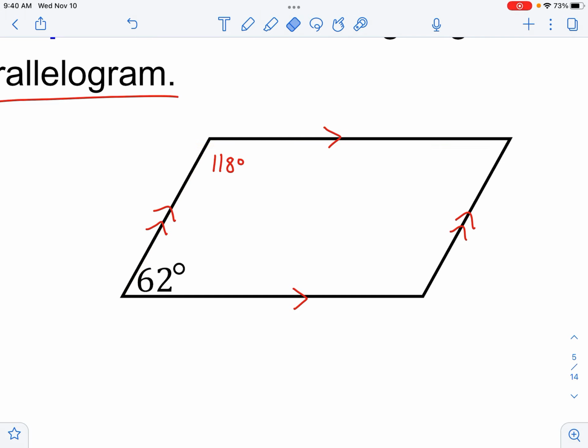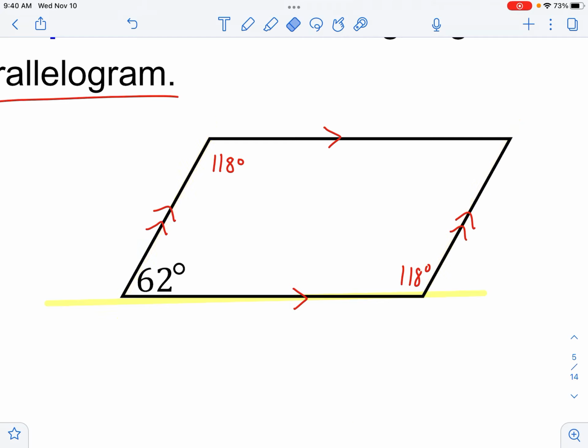Now, if I go on and look at these 2 parallel lines cut by this transversal right here, I have another set of same side interior angles. This angle and this angle are same side interior angles. 180 minus 62 is still 118 degrees.